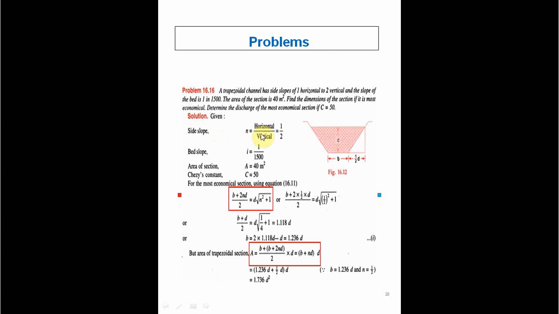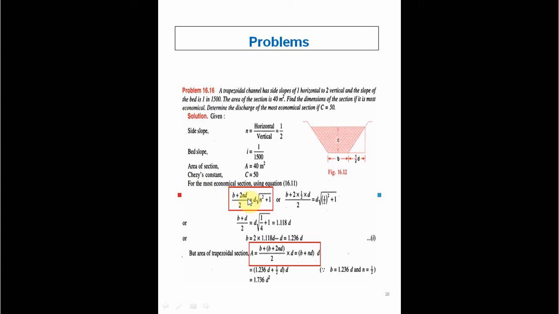Okay. Slope n is equal to horizontal divided by vertical, that is equal to 1 upon 2. Bed slope they are given is I equal to 1 in 1500, 1 divided by 1500. And from this figure, this is the depth and this is the breadth, and this inclined portion, this width is half of D. So area of section is A equal to the given 40 square meters. And C is equal to 50, they are given.